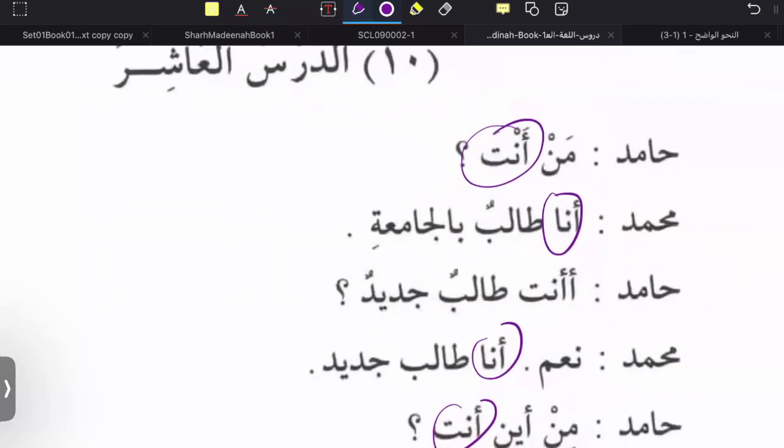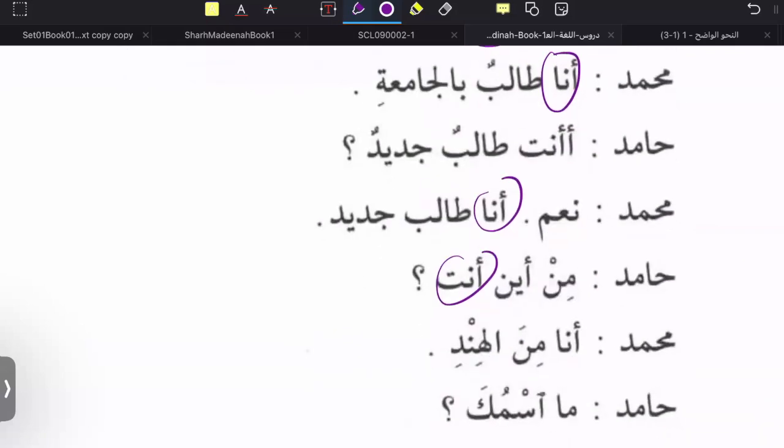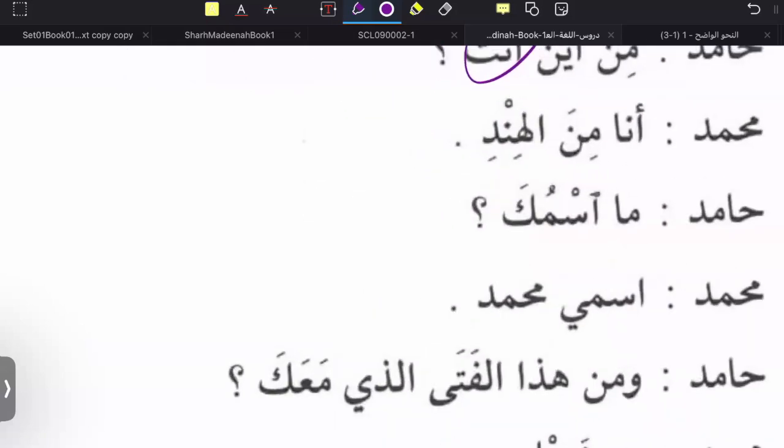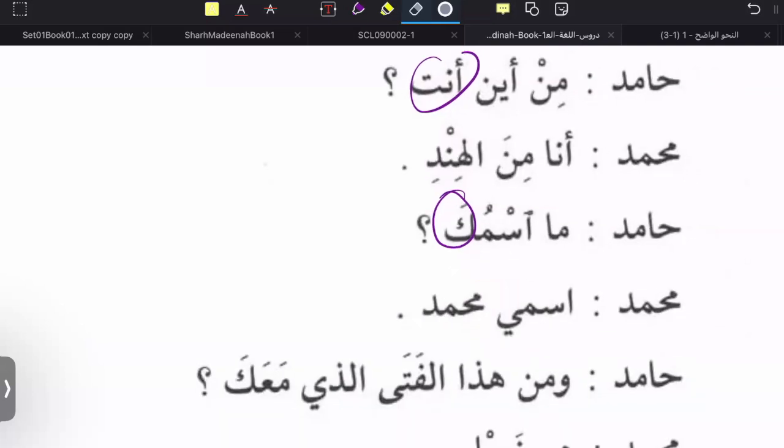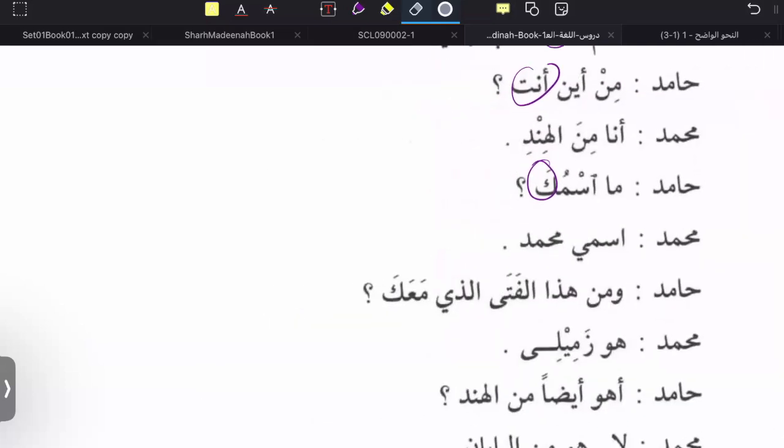Okay, so you say ana talibun, I am a student. So this is the subject. Now this is the attached pronoun. So this is your possessive pronoun. Masmuka. You want to ask someone, what is your name? You have to say masmuka. But if it is masculine, you say masmuka. If it is feminine, you say masmuki. Naam. Then you say ismi. Everything we already talked about.